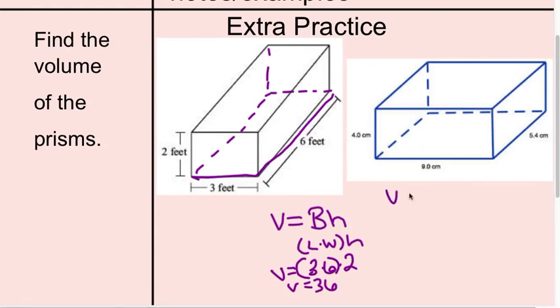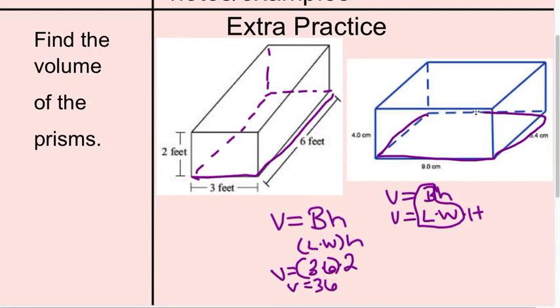Same thing here. Volume equals capital B, area of the base times the height. Volume equals length times width times height, because this B is the same as length times width. I see 9 times 5.4, and then the height of 4. Plug it into your calculator, get an answer. 9 times 5.4 times 4. I get 194.4 centimeters cubed. I notice I forgot my label over here. Feet cubed.